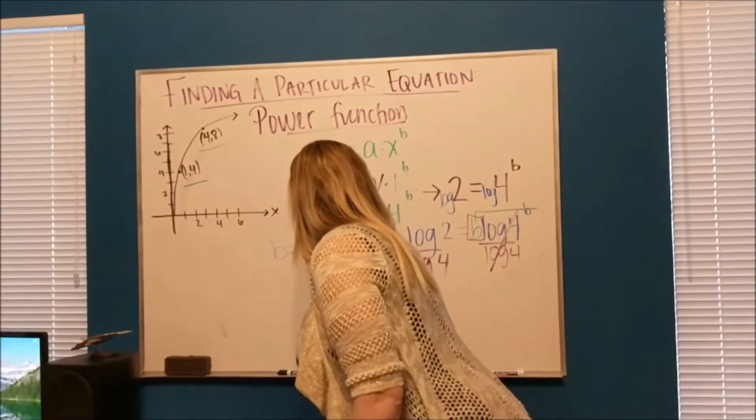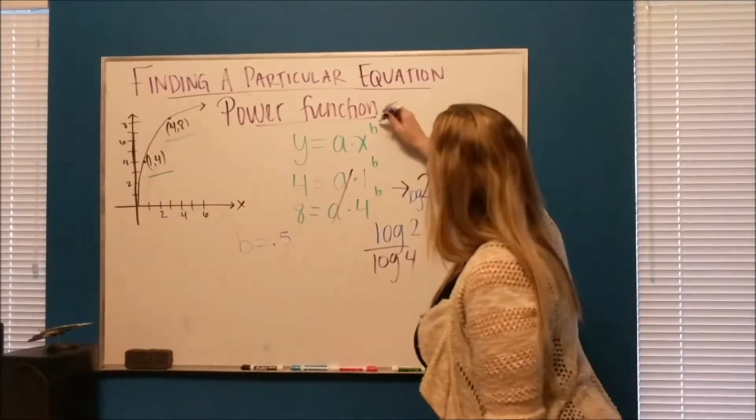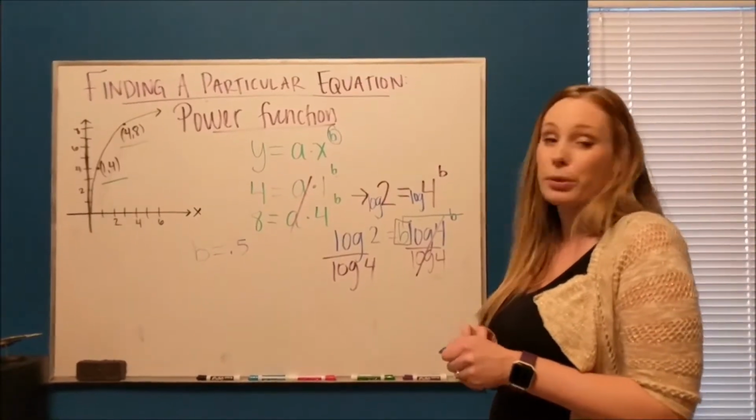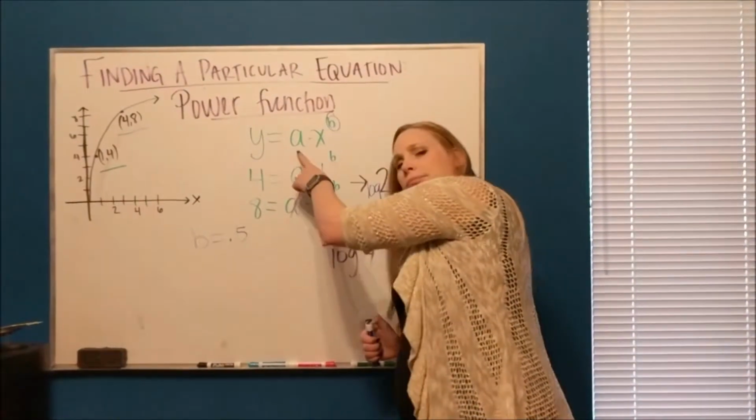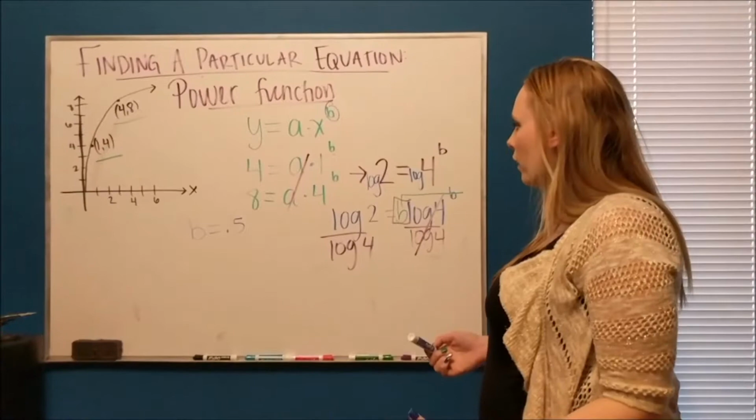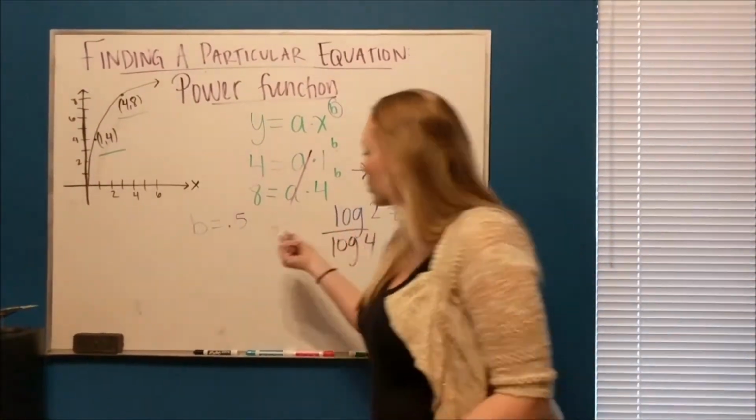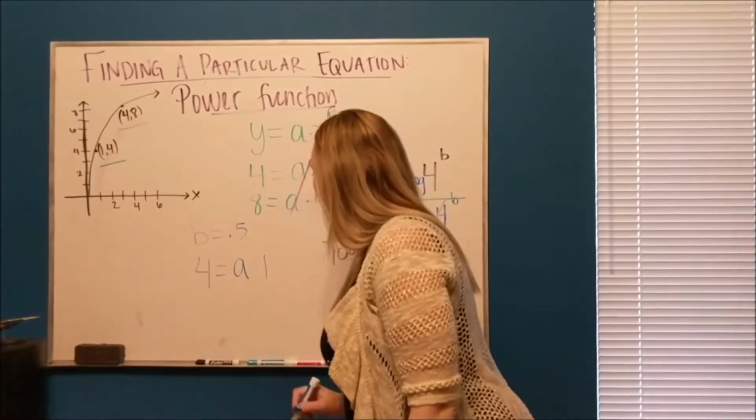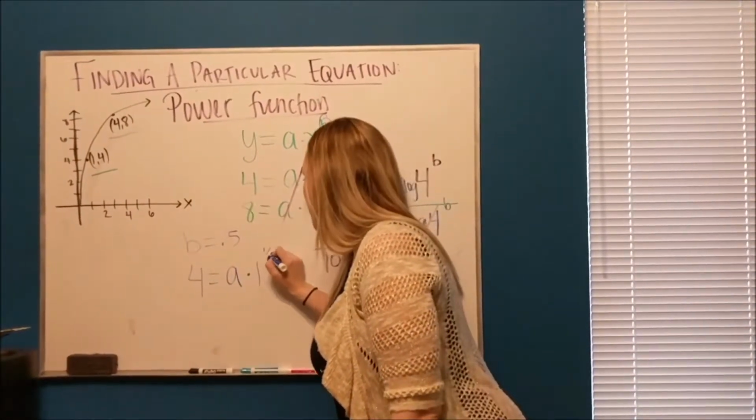b equals 0.5. That is going to go into our general equation right here. That's pretty awesome. We're not done yet. We haven't found a. We have to find a. So to find a, let's just use one of these equations and plug 0.5 in for b. So I'm going to say 4 equals a times 1 to the power of 0.5, which is also the same thing as the power of 1/2.